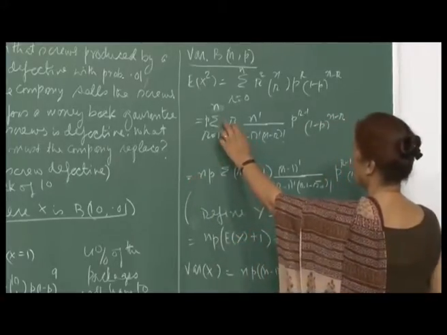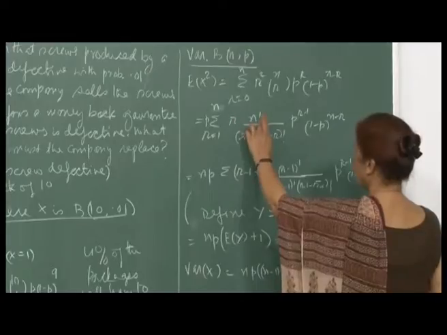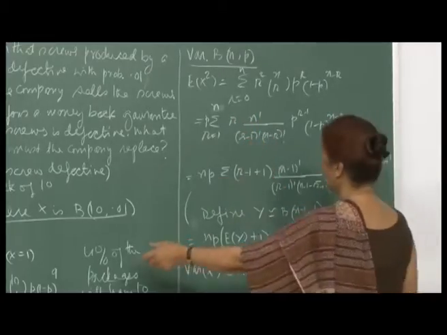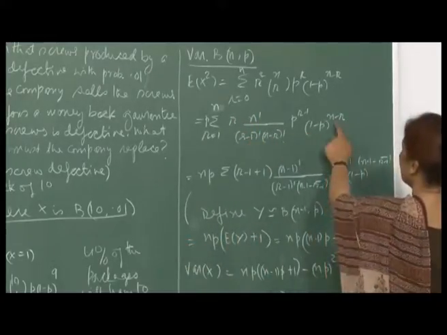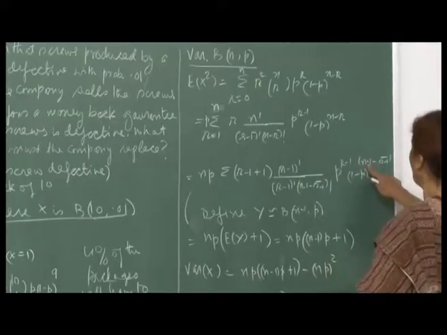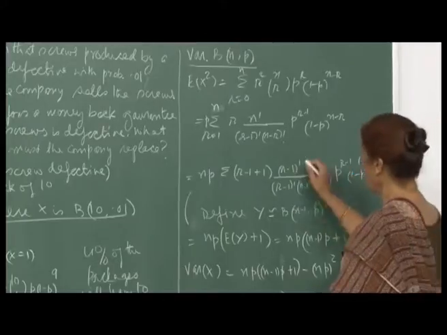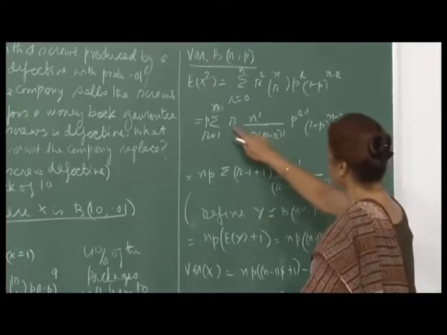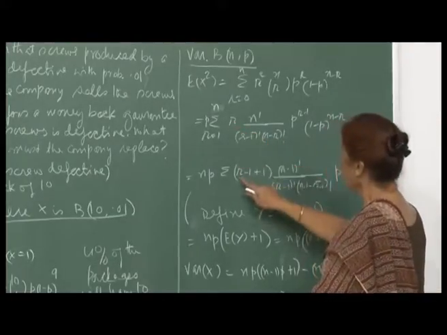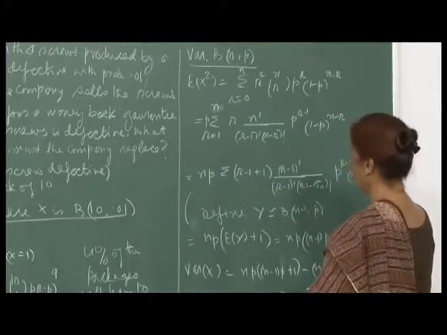In that case you will be left with r times n minus 1 choose r minus 1, and the same trick I will do, and n minus r I will write as n minus 1 minus r minus 1. So, this is p raised to r minus 1, and this is the whole thing, and the one r that is left here, I will write it as r minus 1 plus 1.